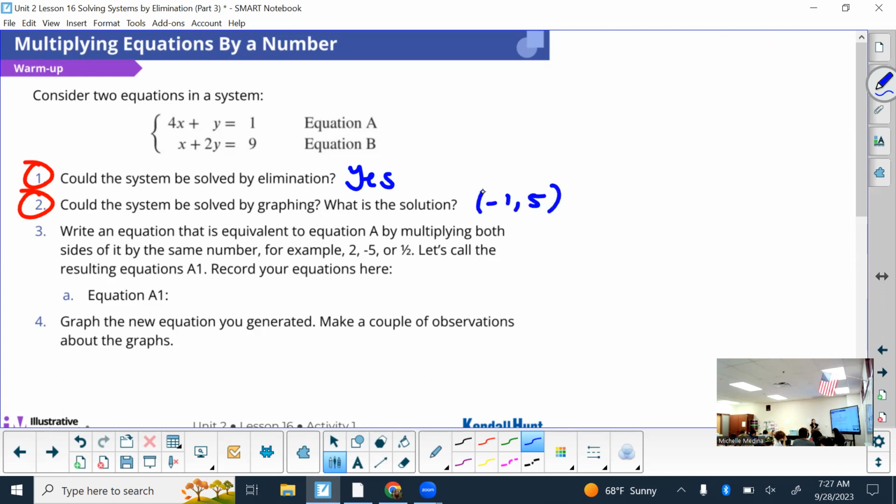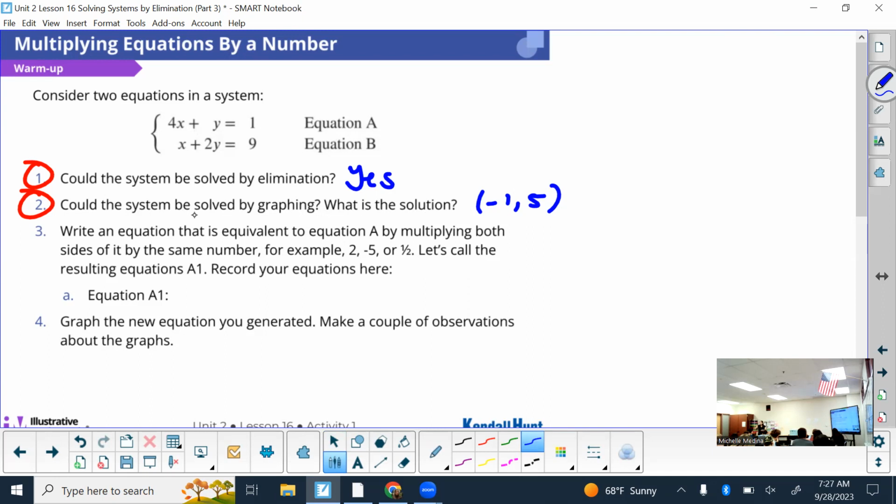Okay, now I actually didn't do it myself yet, so is that correct? Okay, so yeah, graph both of them, see where they intersect. That XY coordinate that they intersect at is your solution. Now, here's what we're gonna do.